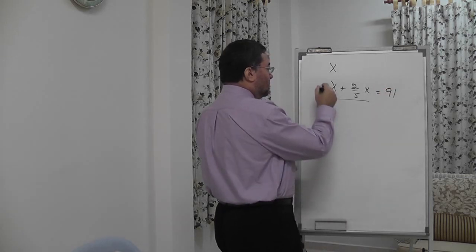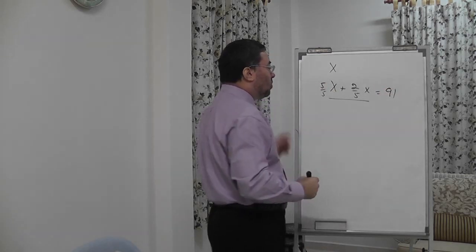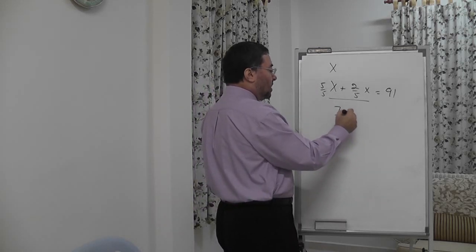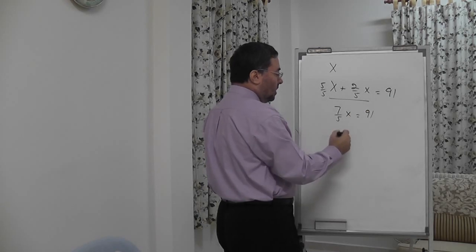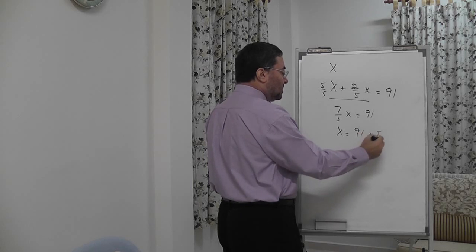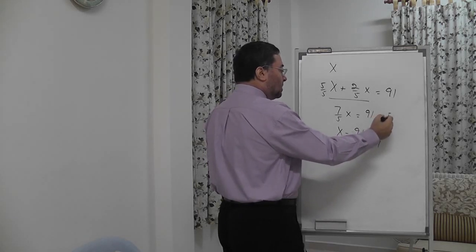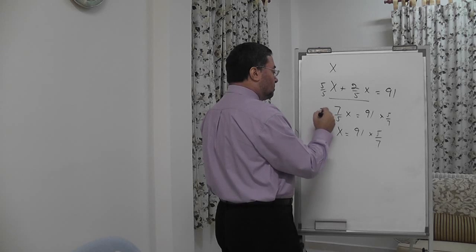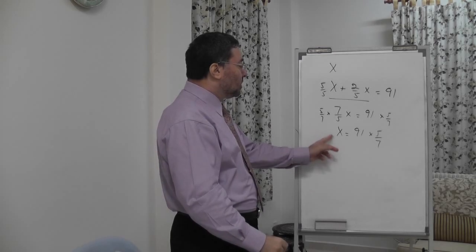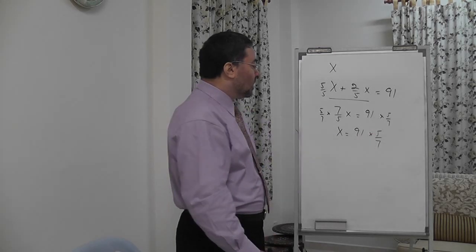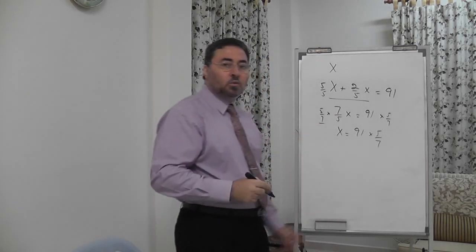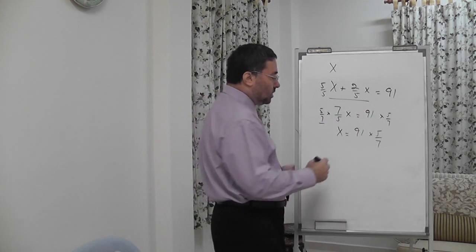So now we solve. 1 whole is 5/5. And we add, we have 7/5 x is equal to 91. And x is equal to 91 times 5/7. Again, we multiply both sides by 5/7. This is the reciprocal of this number, so we are going to get 1 here, and here we multiply by 5/7, exactly the same way as we did on the other side. Whatever we do on one side of the equation, we do on the other side of the equation.